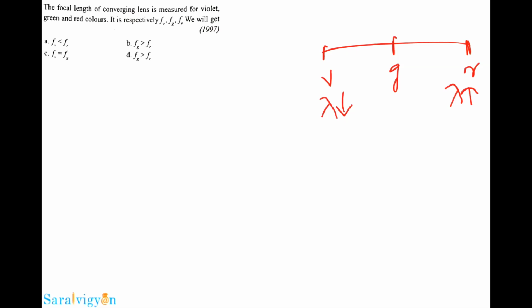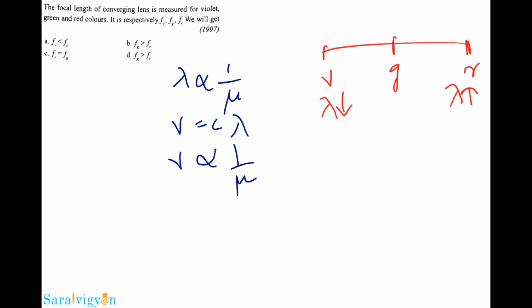They are inversely proportional. If it is not directly known, we know V is equal to C lambda, and we also know that velocity is inversely proportional to 1 by mu. Here velocity is directly proportional to lambda and velocity is inversely proportional to 1 by mu. So we can take both together and we will get this itself. Otherwise we know directly that lambda is inversely proportional to mu.